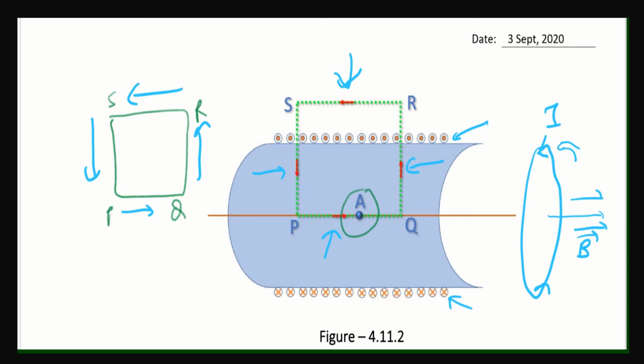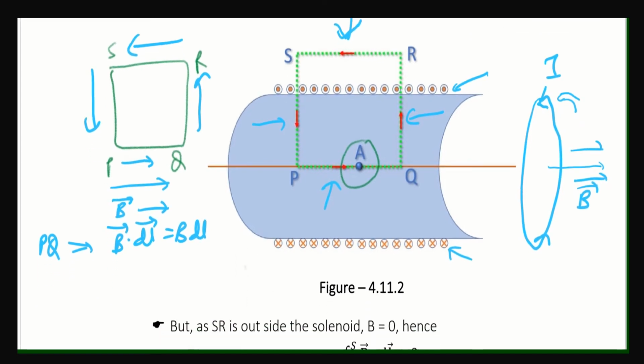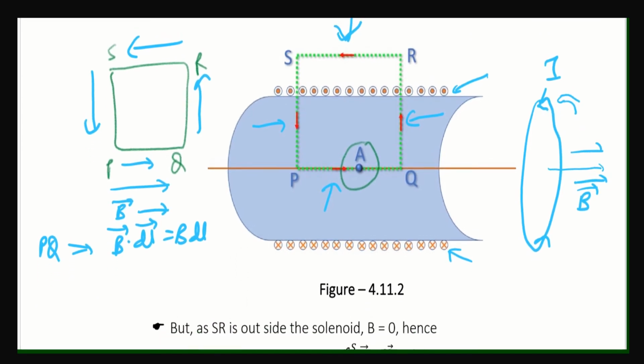So I can say that along PQ, B is also in the same direction. When you are going from P to Q, the direction of magnetic field and dl are both the same. So for PQ, I can say that B dot dl is B dl cos 0, or simply B dl. But what if I am going from Q to R?